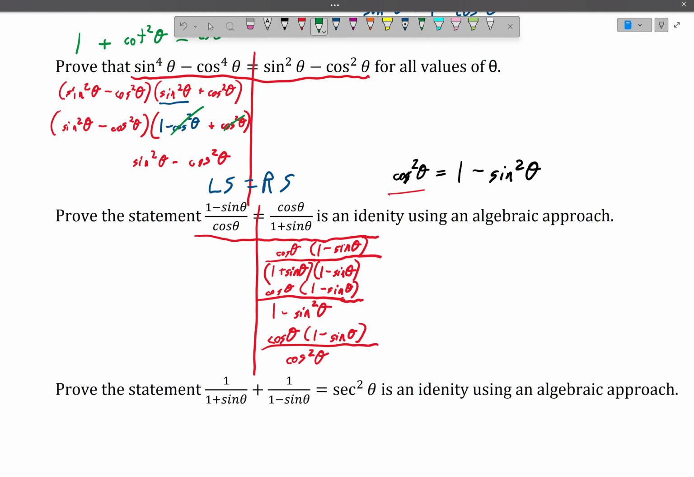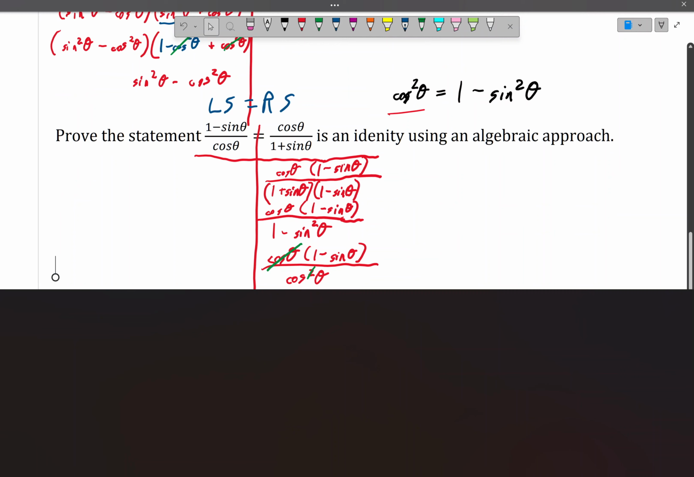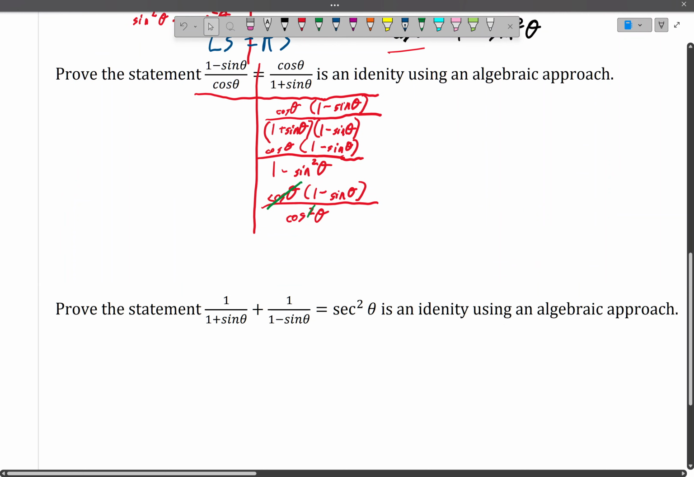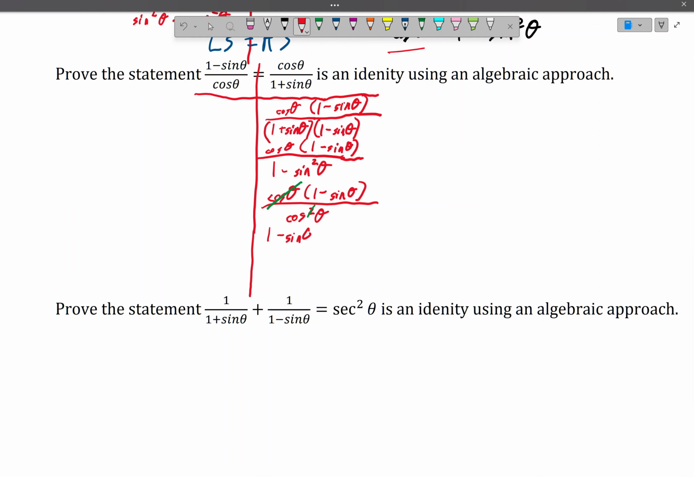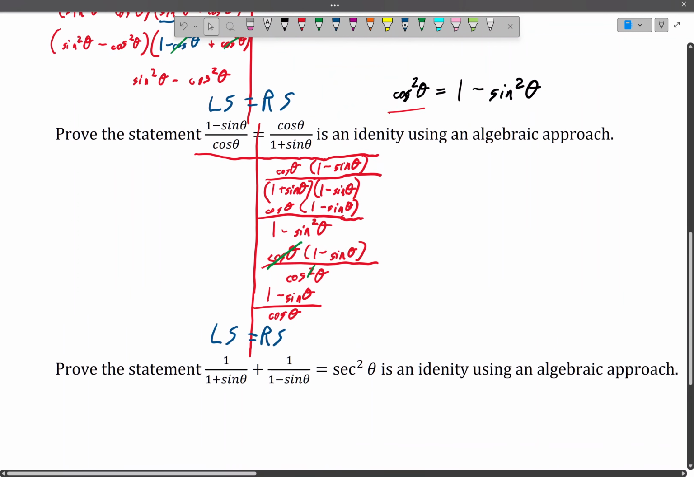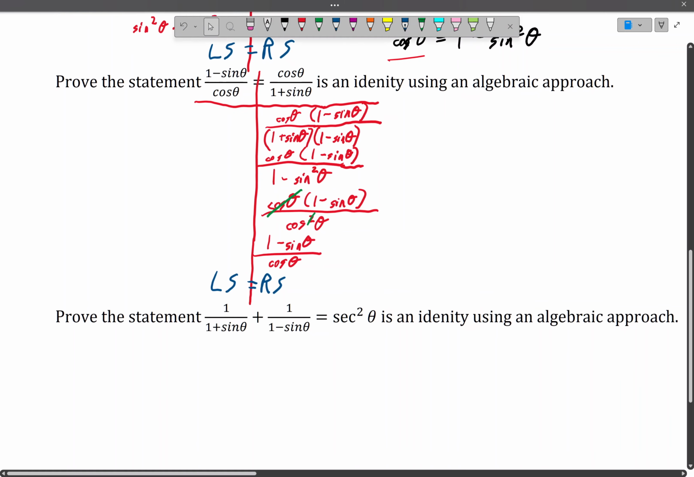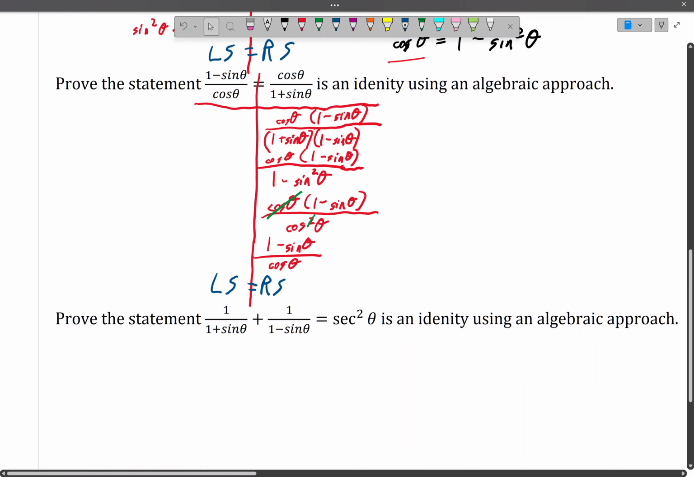you can see that one of these at the bottom cancels with this one on the top. And so we have to just rewrite it out one more time. 1 minus sine theta over cos theta. And you can see that my left side equals my right side. All right, so whenever you see this 1 plus sine or cos, it's something to watch out for.